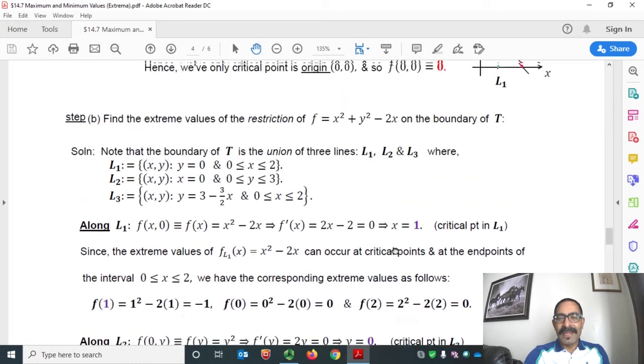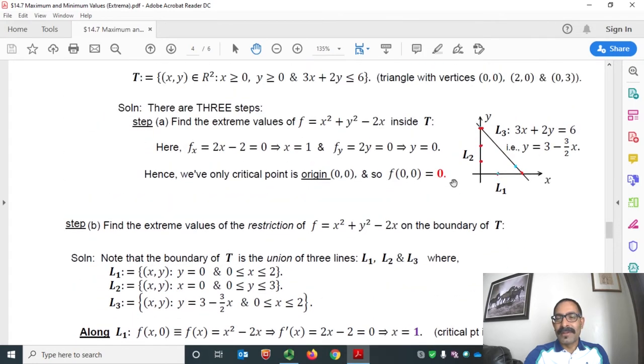Great. And again, let me show you the diagram here. Along this line L2, we found the critical point again at 0 here, and our endpoints are 0 and 3, right, on that line L2.